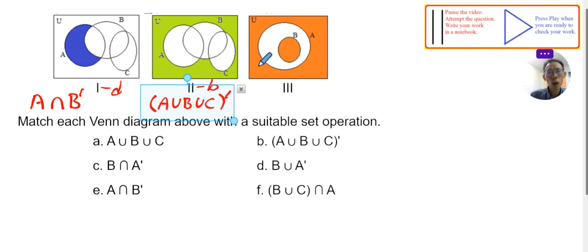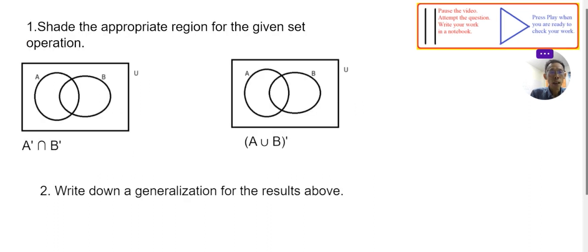This is, well, how do you do this? This is B union not A. That's it. B union not A. That is related to D. B union not A. All right. So here is the last question.